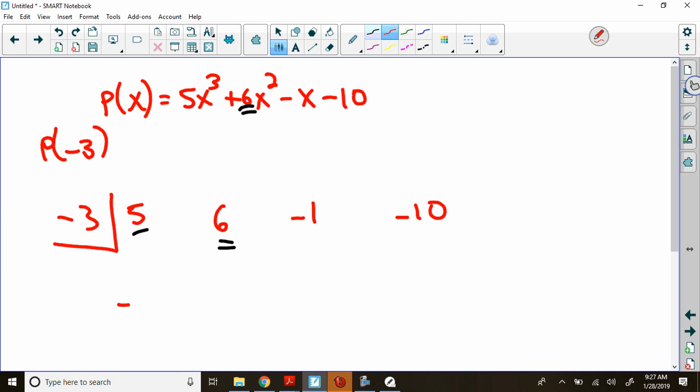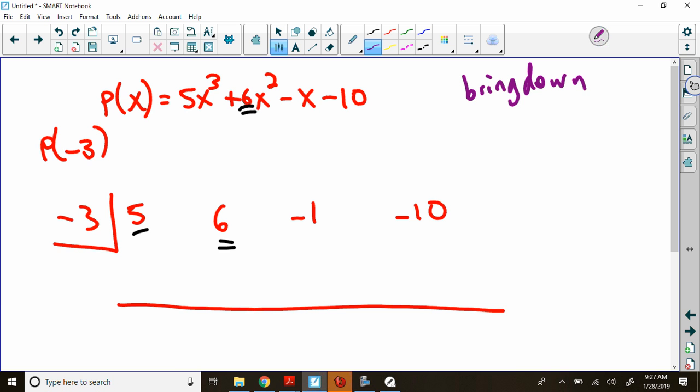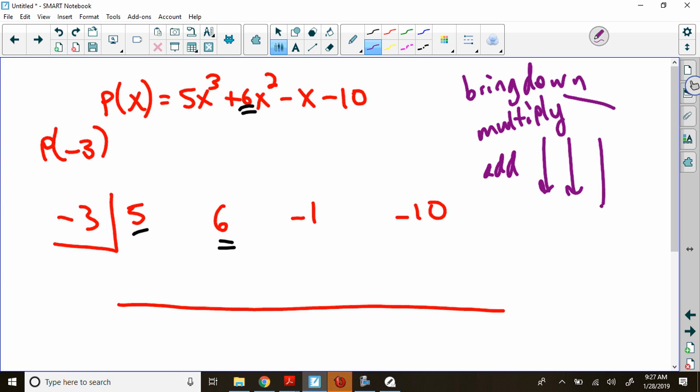All I'm going to do is bring down, I'm going to multiply diagonally. Actually, it's probably going to go more like this. Multiply diagonally, and I'm going to add vertically. It's really cool. So the first thing I'm going to do, I said I was going to bring down. I'm going to take this 5 and drop it like it's hot. I'm just going to go right down there.